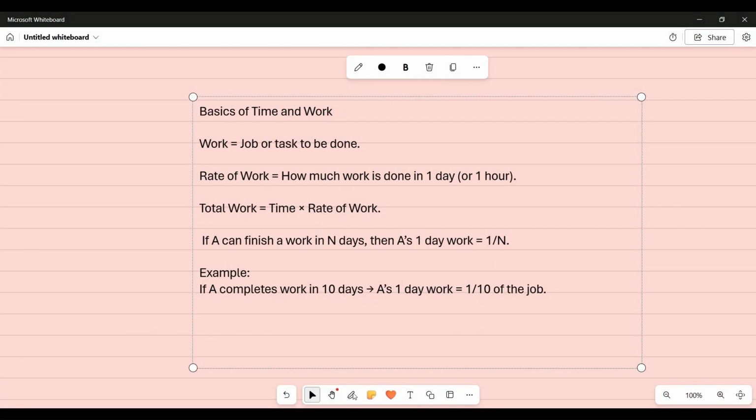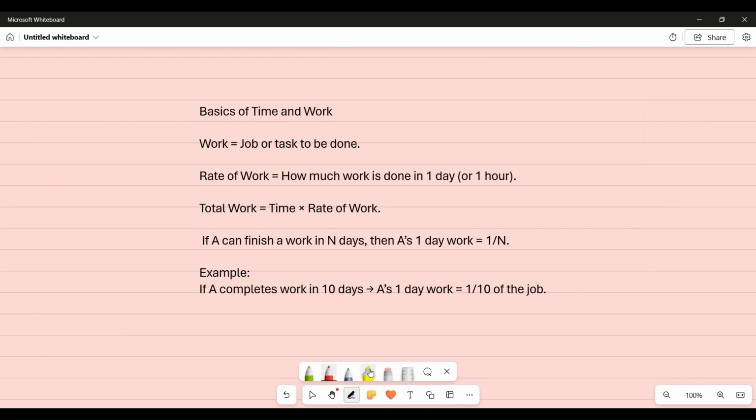Now let's get familiar with some terms. Basics of time and work. Work is equal to the job or task to be done. Work is the actual job that needs to be completed. Rate of work: how much work is done in one day? Rate of work is the amount of work done in one day. Total work: the formula for total work is time into rate of work.